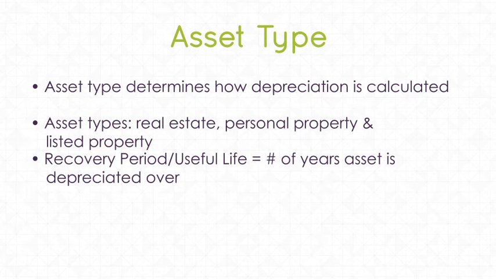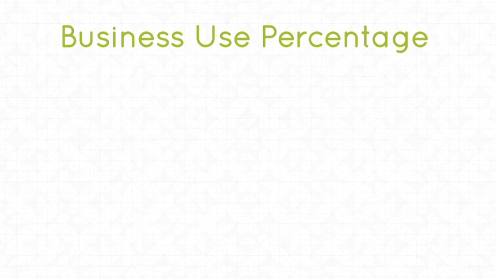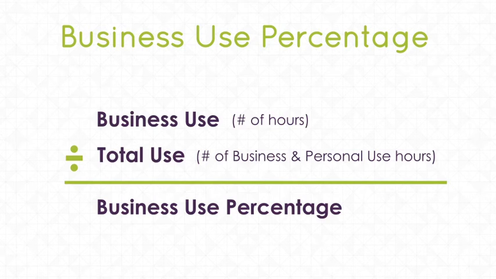7 years. If an asset is used for both personal and business purposes, depreciation expense can only be taken for the business use percentage. So you must use a systematic approach to determine the total personal use and business use of the asset. And then you simply divide the business use by the total use, which equals the business use percentage. And you can multiply that times the asset cost basis, usually what the asset costs you.